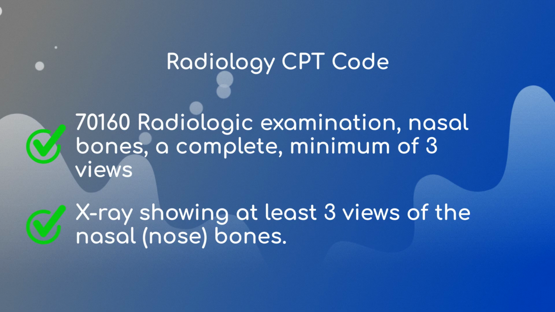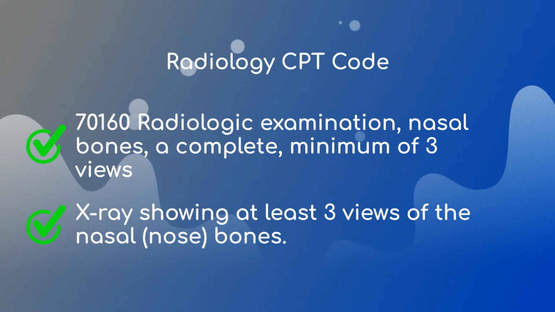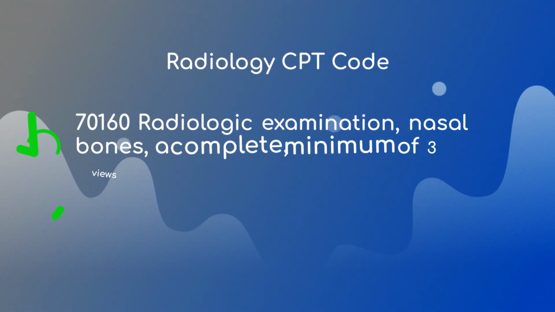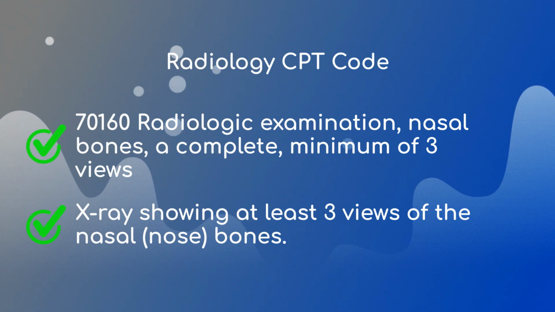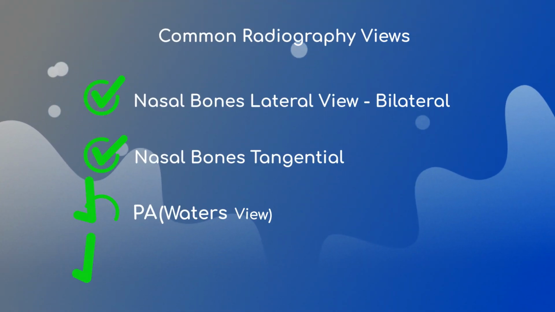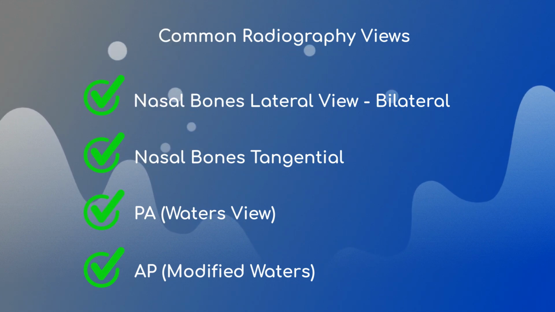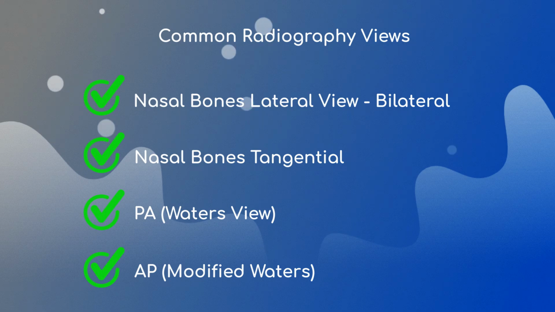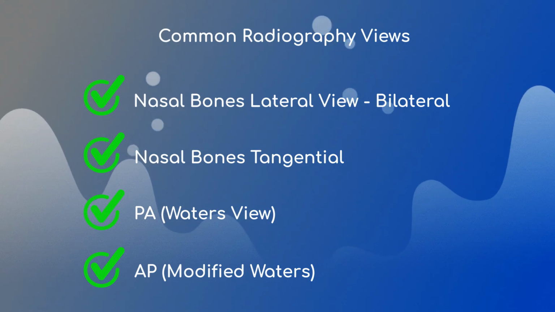These typically include right and left lateral views for comparison, as well as a tangential or Waters view to assess for fracture displacement. Importantly, if fewer than 3 views are taken, reduced service modifier 52 may apply based on payer guidelines. The standard views for a complete nasal bone series include right lateral view, left lateral view, tangential or Waters view. These views collectively fulfill the minimum of 3 views requirement outlined for this CPT code.